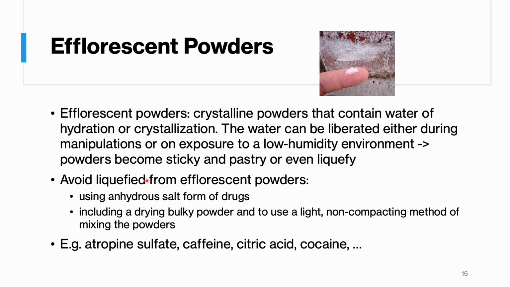formation from efflorescent powders, it's recommended to use anhydrous salt forms of drugs. Avoid using hydrated products, including by drying the bulky powder, and use a light, non-compacting method of mixing the powder. Examples of powder drugs that have the property of efflorescent powders are atropine sulfate, caffeine, citric acid, cocaine.